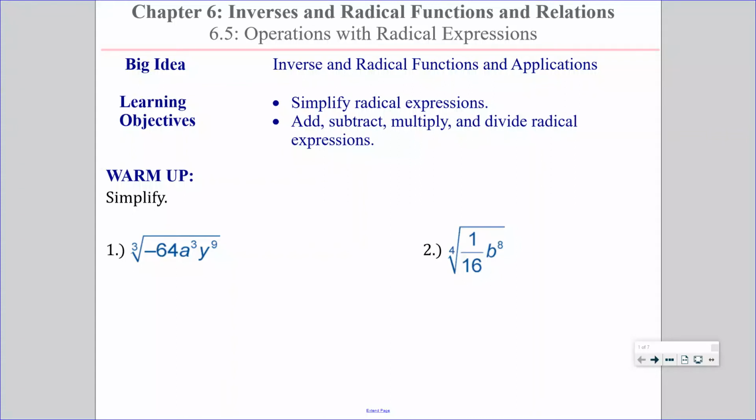We're moving into 6.5 today on this lovely Thursday. And I had students try these couple problems on their own. Let's see how we did. I failed the second one.